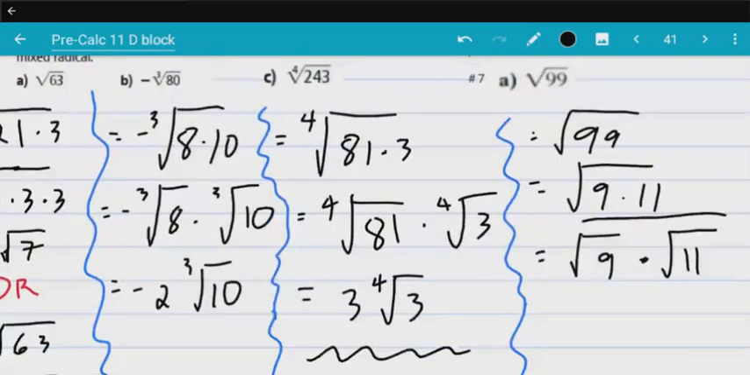Some kids would skip this part, and that's okay. However, I do want to see this part in your solution. Okay. Root of 9 is 3, and there is your square root of 11, and there's your answer.